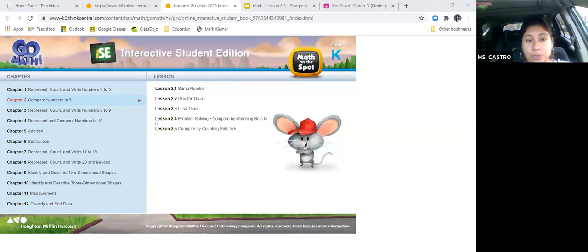Right, so boys and girls, we're on the last lesson of our chapter 2 book. It's called Compare by Counting Sets of 5. So we're comparing two different groups, two sets. How can you use a counting strategy to compare sets of objects?